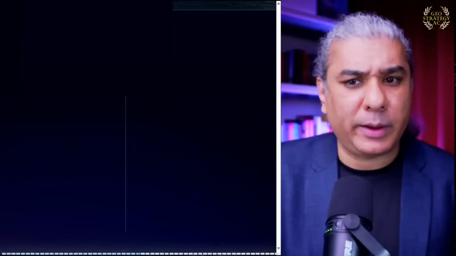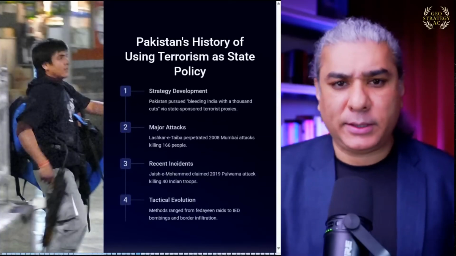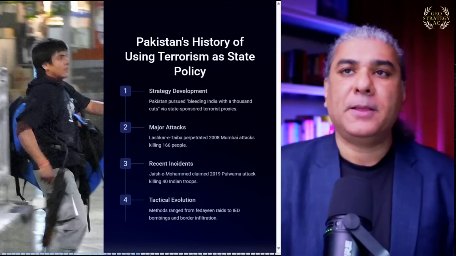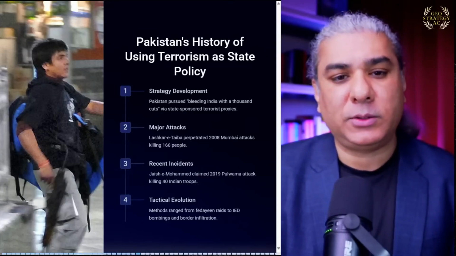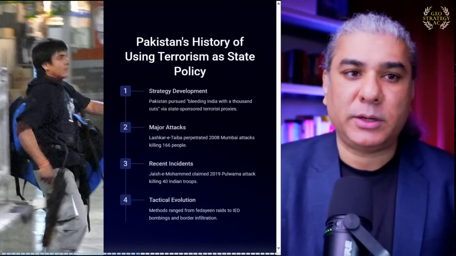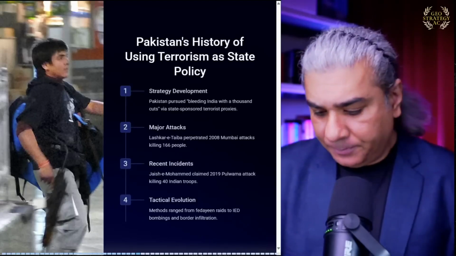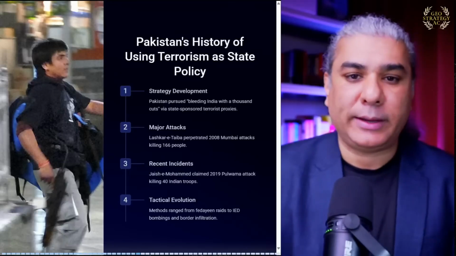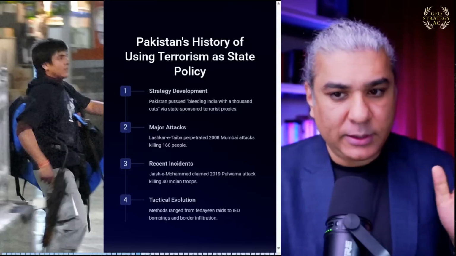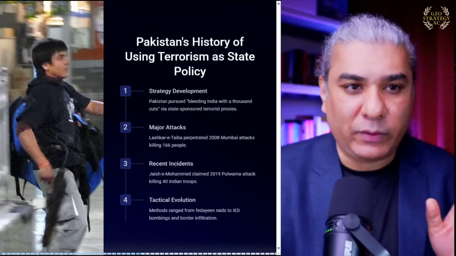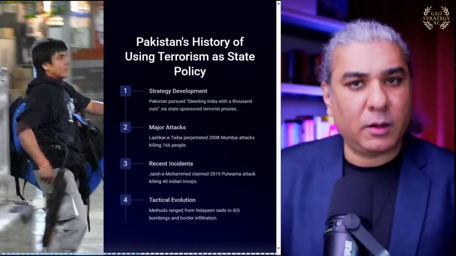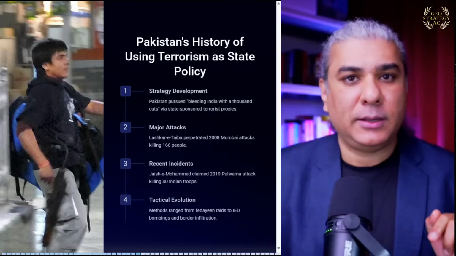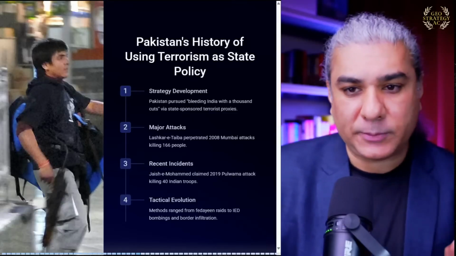What's Pakistan's history been like vis-a-vis India? So Pakistan has a history of using terrorism as state policy. Pakistan has pursued this policy of bleeding India with 1,000 cuts via state-sponsored terrorist proxies. Pakistan is the world's epicenter of terrorism. It has terrorism as its state policy against India. What's terrorism? Attacking and targeting innocent civilians, not the other nation's government assets or military assets. Targeting civilians, that is terrorism. So Pakistan has had this policy of targeting innocent civilians.